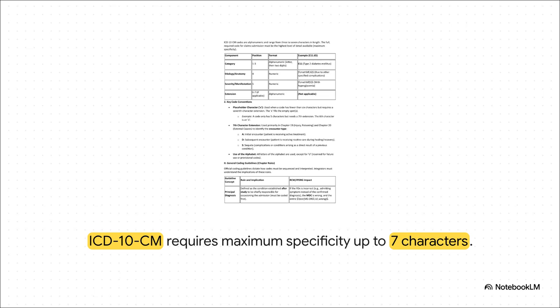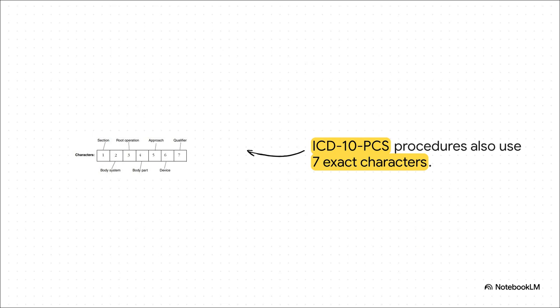If a coder uses a generic 3-character code when a 7-character specific code exists, that claim is either getting denied or grouped completely incorrectly. And that exact same strict logic applies to inpatient procedures under the ICD-10-PCS system. Every single procedure code is exactly 7 characters long, acting like a really strict mathematical formula.